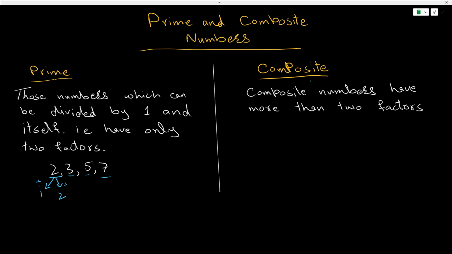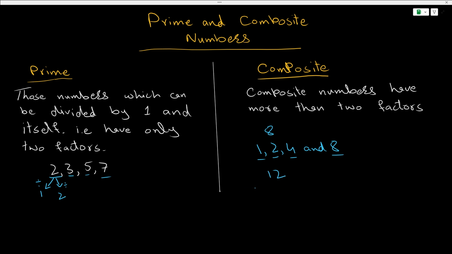Composite numbers have more than two factors. For example, if we have a number 8, its factors are 1, 2, 4 and 8. Remember this, 1 and the number itself are the factors of every number. Other than those two factors, 2 and 4 are the factors of 8 because 8 can be divided by 2 and 4 as well.